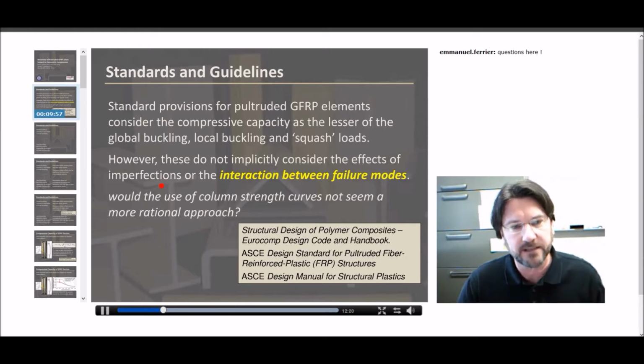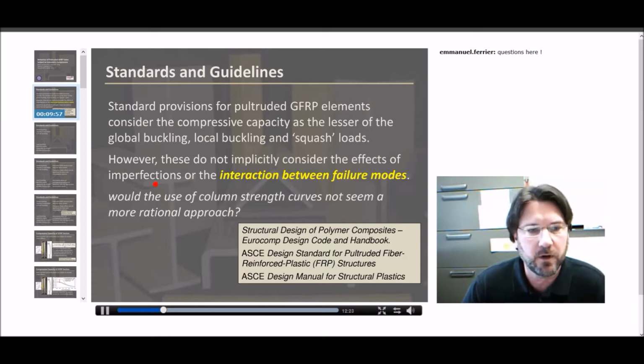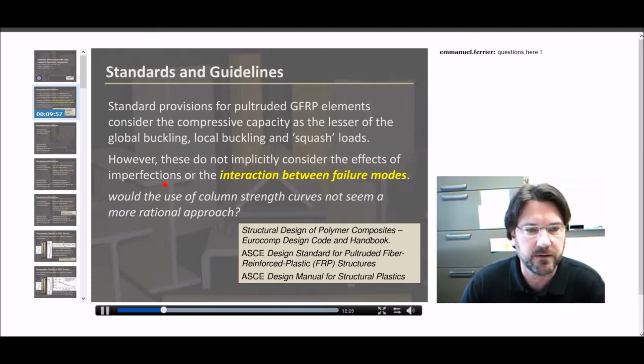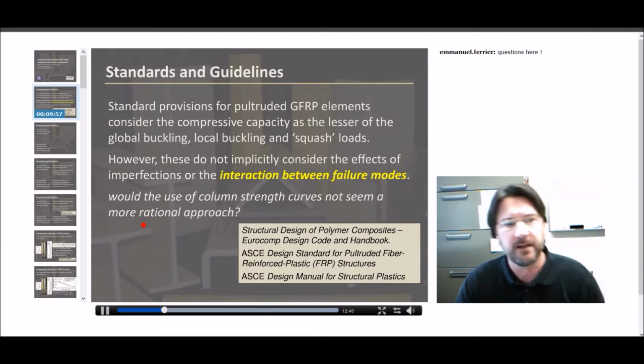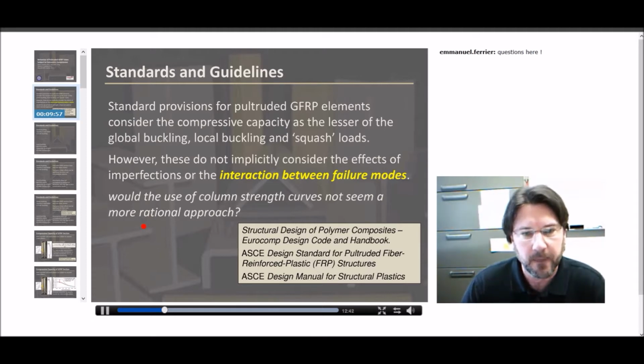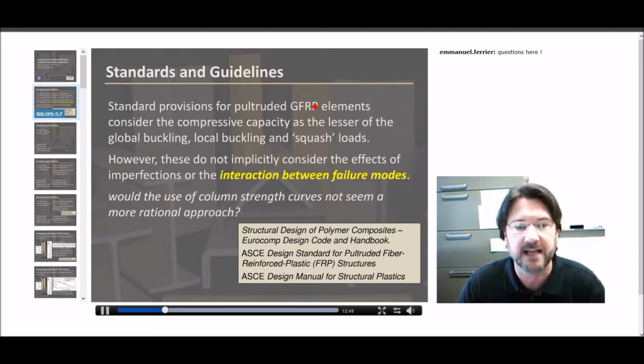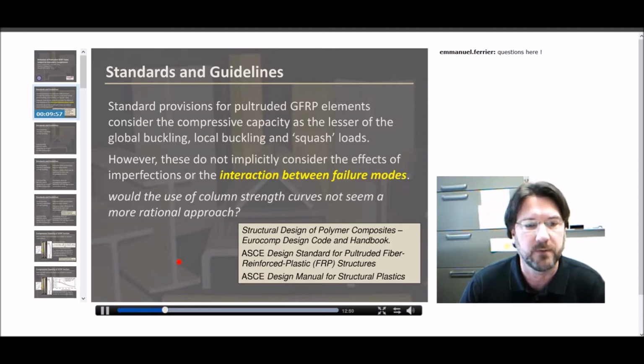In the pultruded FRP world, we don't yet have a very good handle on what all of these tolerances are. They vary a little bit more internationally than we may be comfortable with, and so we do need to be able to consider these imperfections. Our approach is simply using the old-fashioned column strength curves. Wouldn't this be a more rational approach to developing the compressive capacity of FRP columns? When I'm talking about FRP, I should clarify, we're talking about glass fiber reinforced pultruded members only.